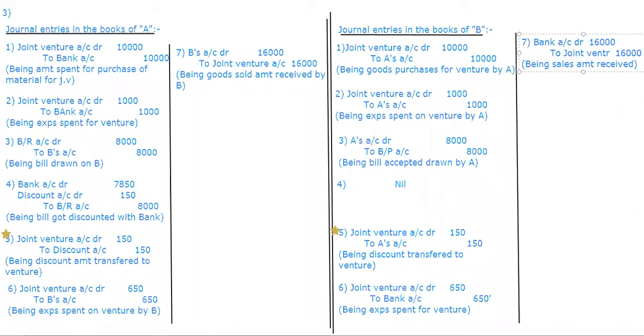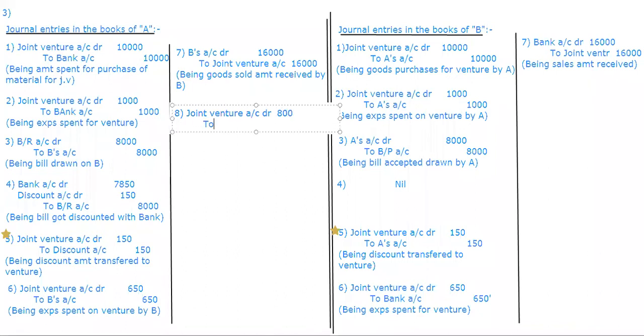Do we have anything? Yeah, one more thing is there, no? Commission entry is there. So before going to the profit or settlement, we have one more commission entry. Commission on sales 5%. So sales is how much? 16,000. So on 16,000, 5% means how much you are going to get? 5% means 800, right?